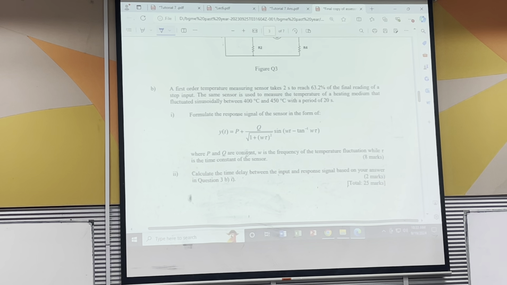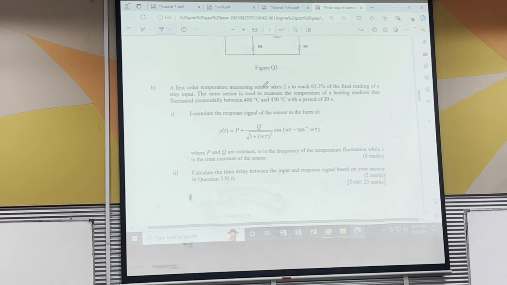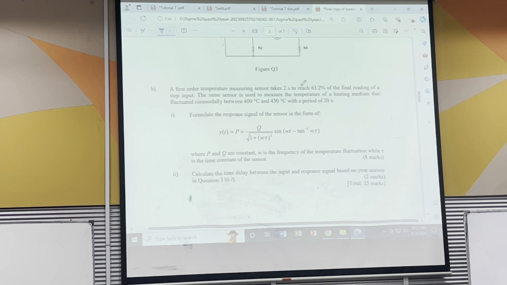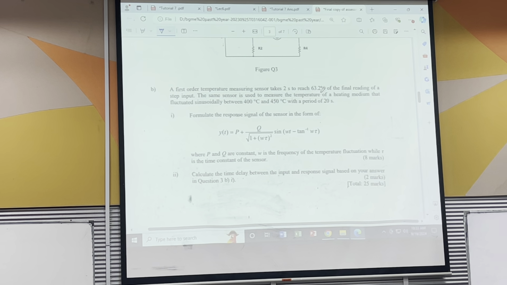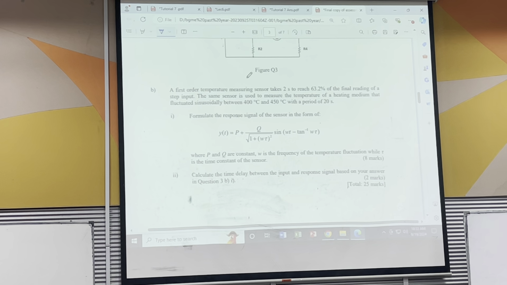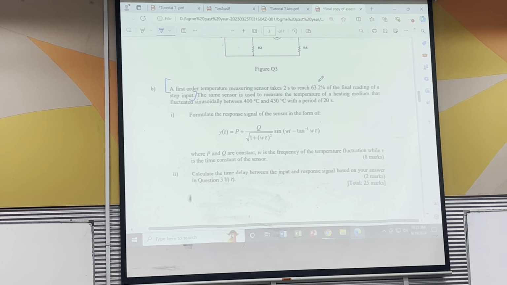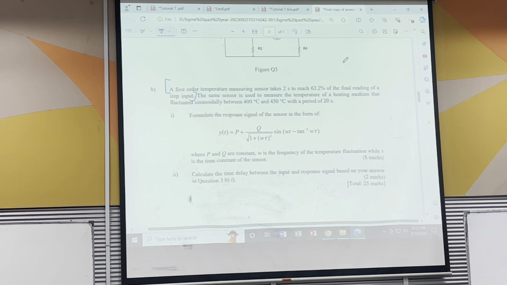Okay, so let's try. The first order system measuring sensor takes 2 seconds to reach 63.2% of the final reading. So based on this sentence, tell me, what does it tell you? What information can you get from this sentence? A first order temperature measuring system, a sensor takes 2 seconds to reach 63.2% of the final reading. What does it tell you?